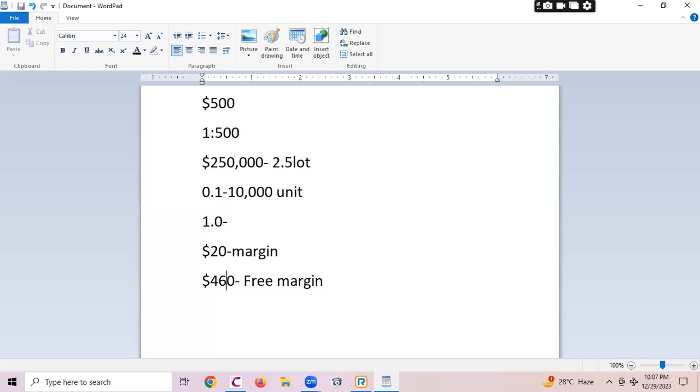So the more trades you execute, the more your free margin drops. Do you get that? Yes, sir. So that is margin. That's the difference between margin, balance, and free margin. Do you get that? Yes, sir. Okay, I want to be sure you understand this.